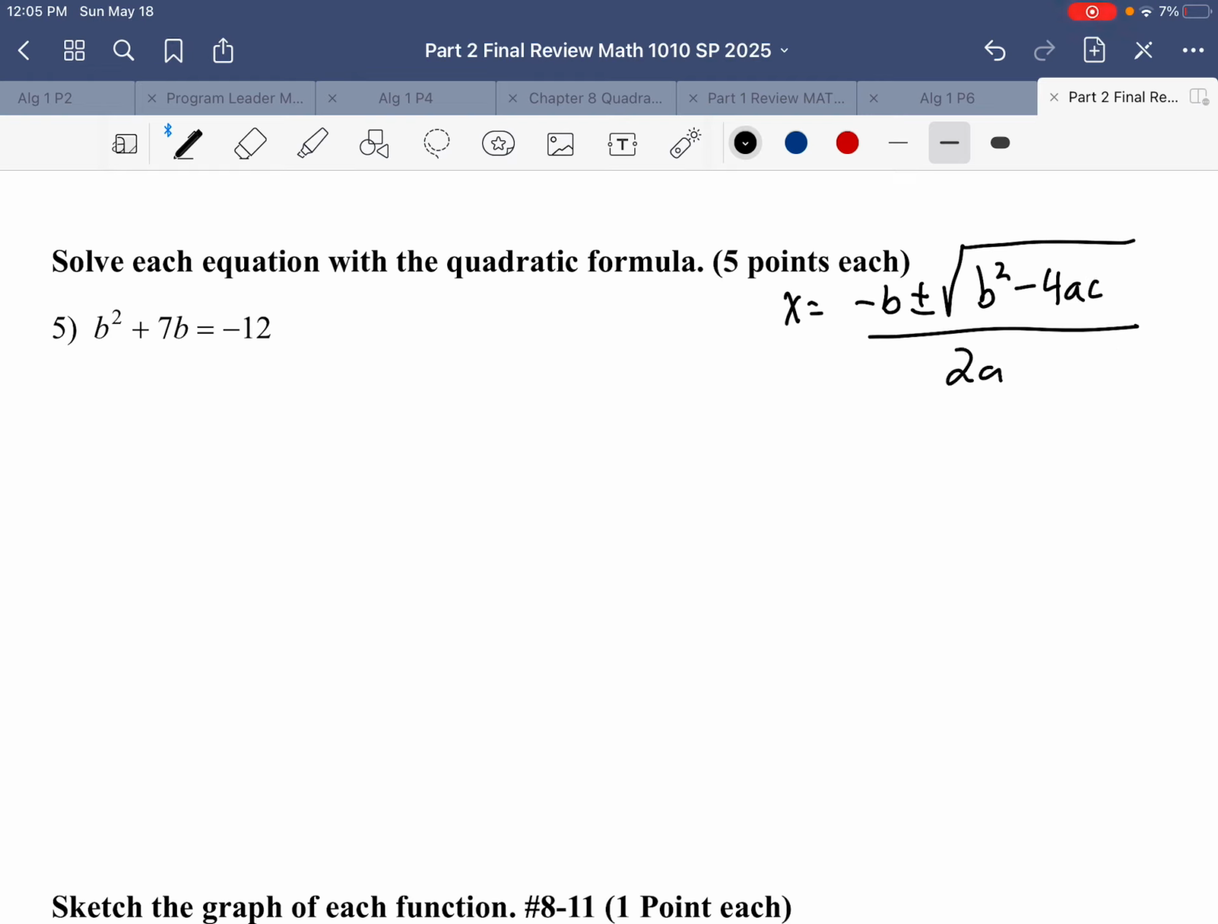So again, just like with the examples with the discriminant, I need to make sure that my equation is set equal to 0.